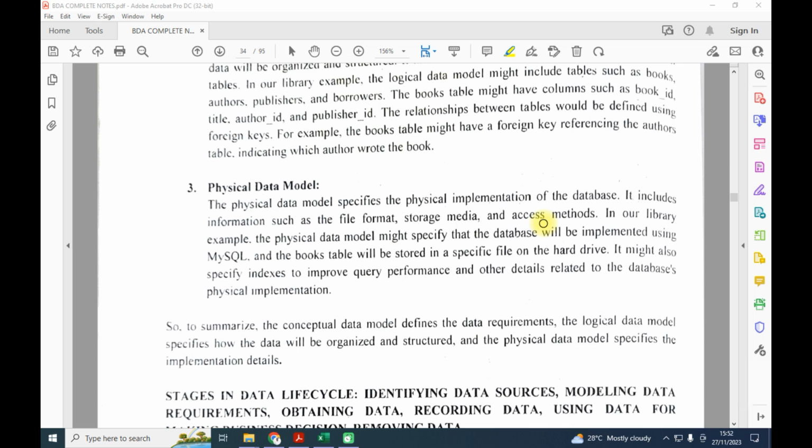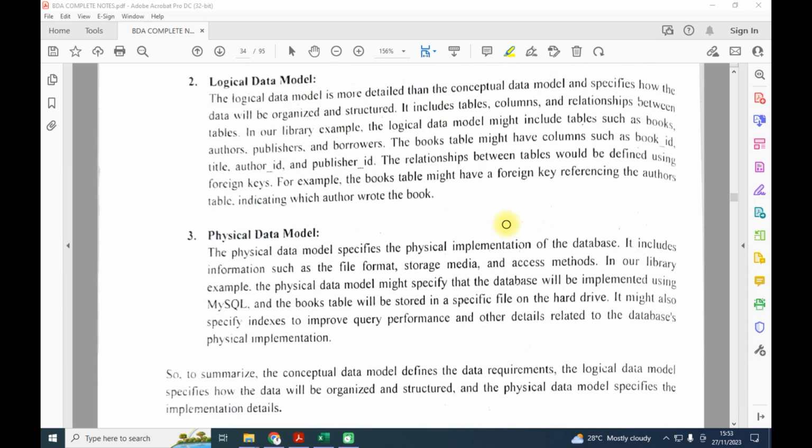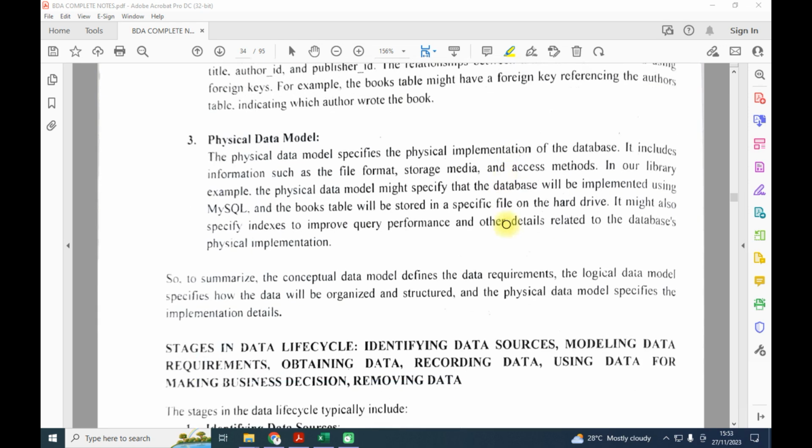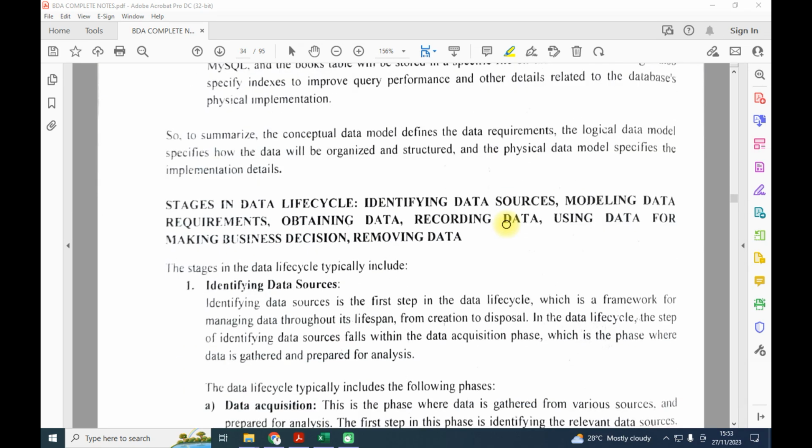So in our library example, the physical data model might specify that the database will be implemented using MySQL. SQL is a structured query language. We shall look at that later. The structured query language is a programming language, and the books table will be stored in a specific file on the hard drive. So this one is just about the storage and how we shall be able to access our information. So those are the three models, and a practical example of the three models.